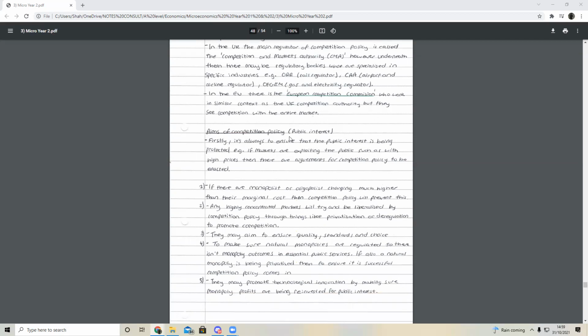Aims of competition policy. So it's all about the public interest. They want to ensure that the public interest is being protected whenever it comes to competition. If firms are exploiting the public, such as with high prices, there are arguments for competition policy to be enacted. If there are monopolists and oligopolists charging much higher than their marginal cost, then competition policy will prevent this, making them lower their prices. Wait, what does the first one mean?